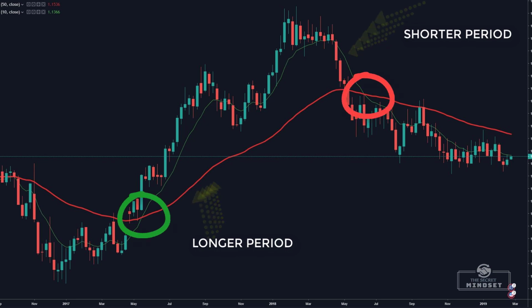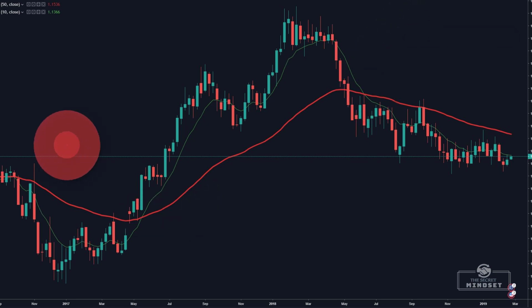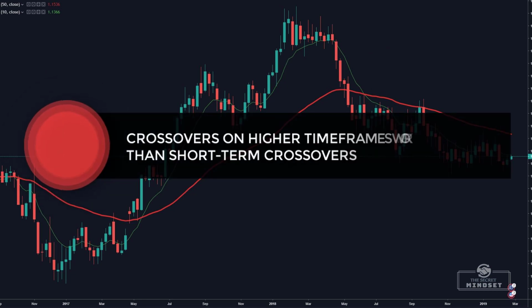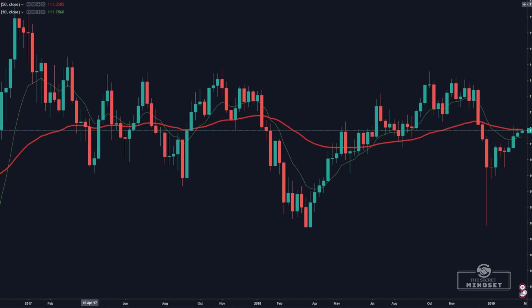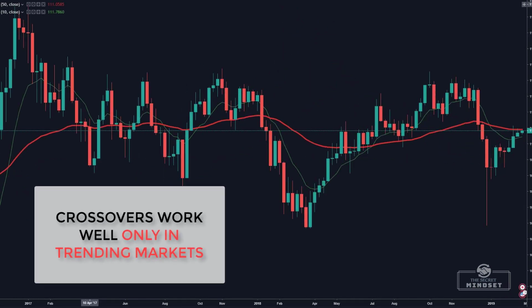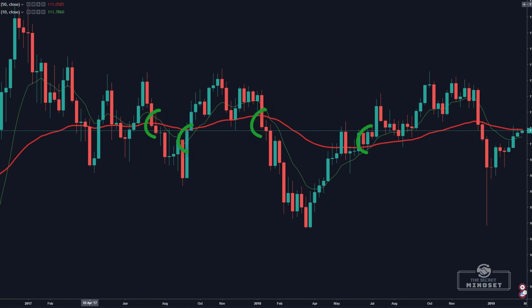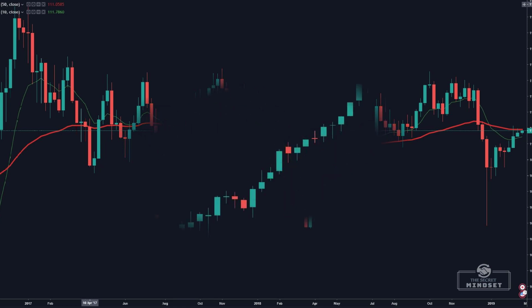This is the simplest position trading strategy because moving average crossovers on higher time frames work better than crossovers on short-term charts. This is likely because they produce fewer false signals. However, be careful with moving average crossovers because this strategy works only in trending markets. When the market is in a range, you'll probably see something similar on your charts.